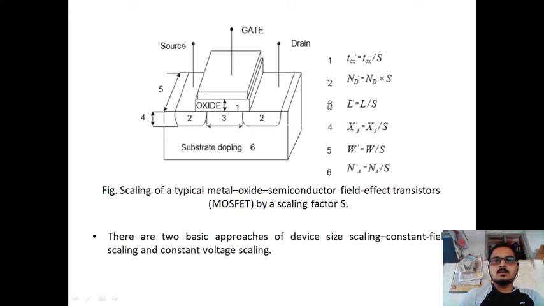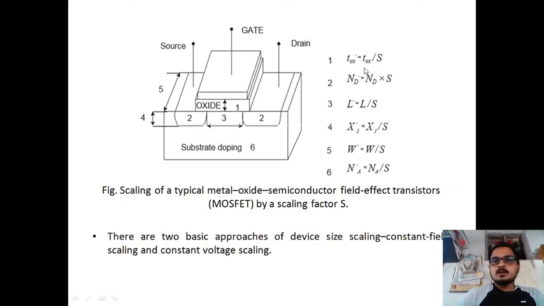See the second one. That is the depletion doping density. These are the diffusion region doping density. These are the diffusion regions. This is the source diffusion region. This is the drain diffusion region. At that time there is no scaling. When the device size decreases, the diffusion regions are not scaled. Okay, that is, it is multiplied by the scaling factor S.